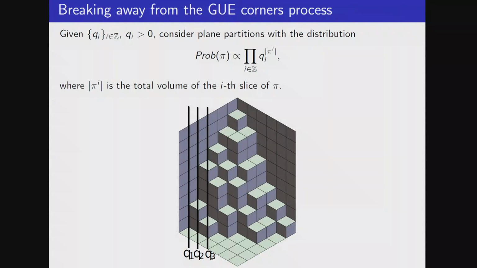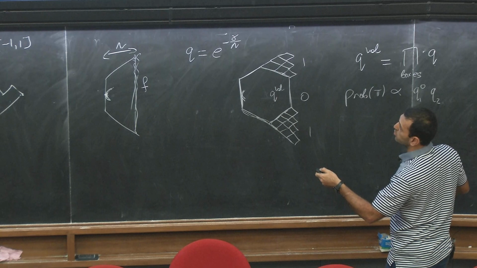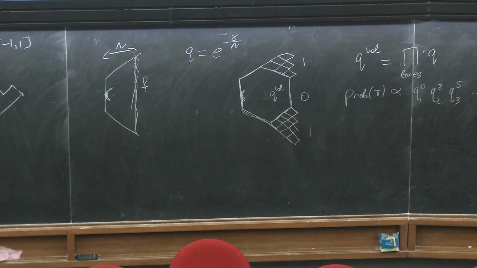So let's take weights where the weight of the box depends only on its horizontal position. So the boxes on the first slice have the same weight, say q1. The boxes on the second slice have the same weight, q2, and so on. If I took weights like that, then the probability of this plane partition would be proportional to, say, q1 to the 0, because there is no box on the first slice. There are two boxes on the second slice, so it will be q2 squared, q3, there's 1 here, 4 here, 5, and so on. So this is the measure we will consider.